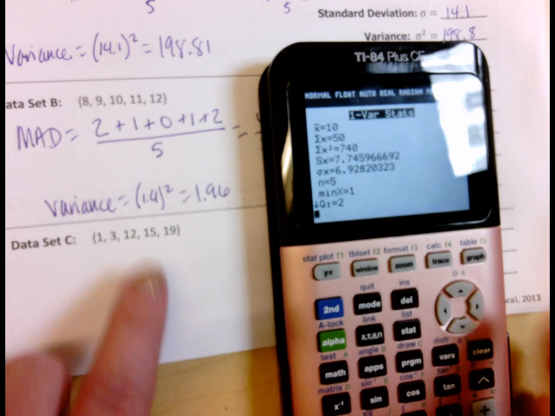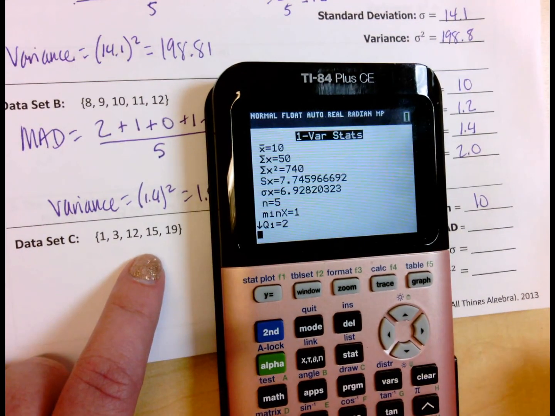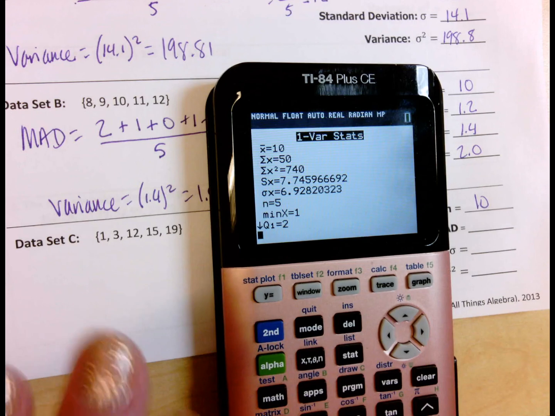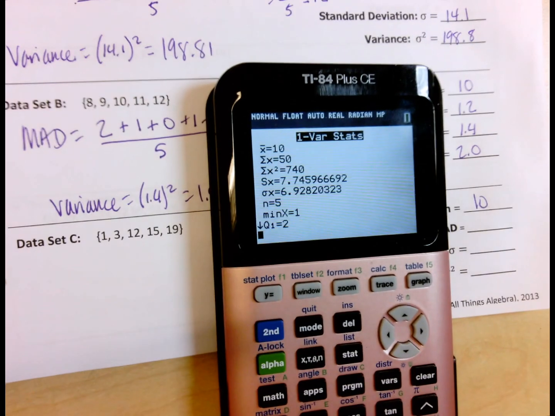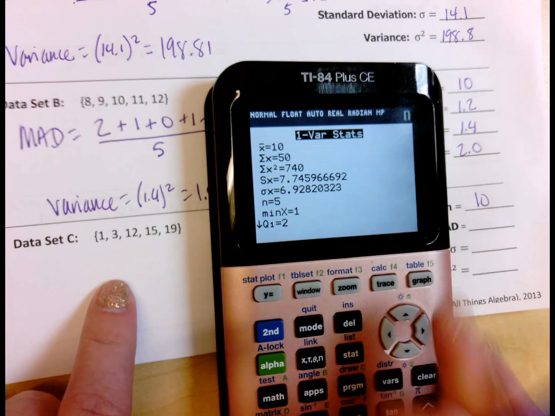Our average is once again 10. It will not always be that way. It just happens to show kind of how 3 different sets of data with the same average can be so different. We're going to go ahead and calculate our MAD.